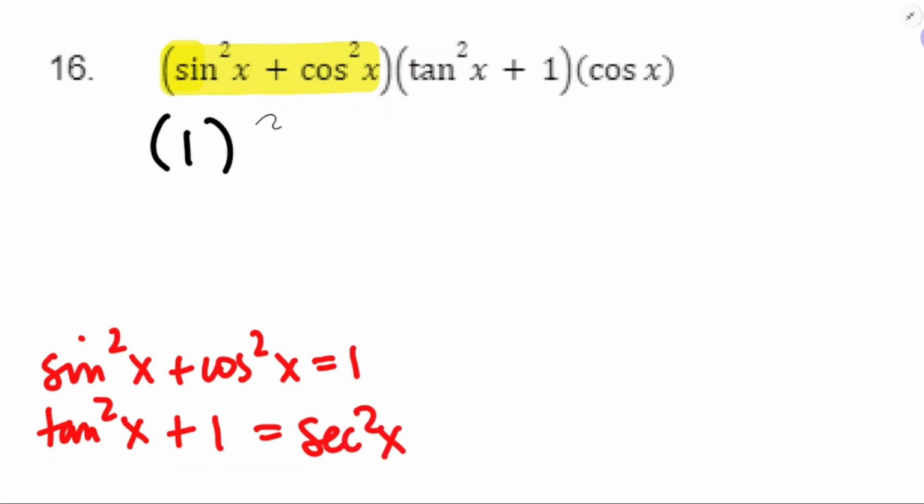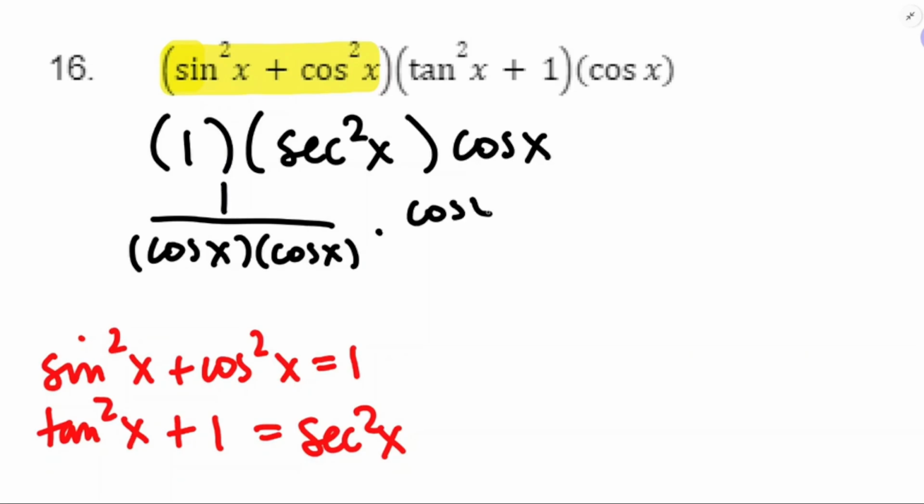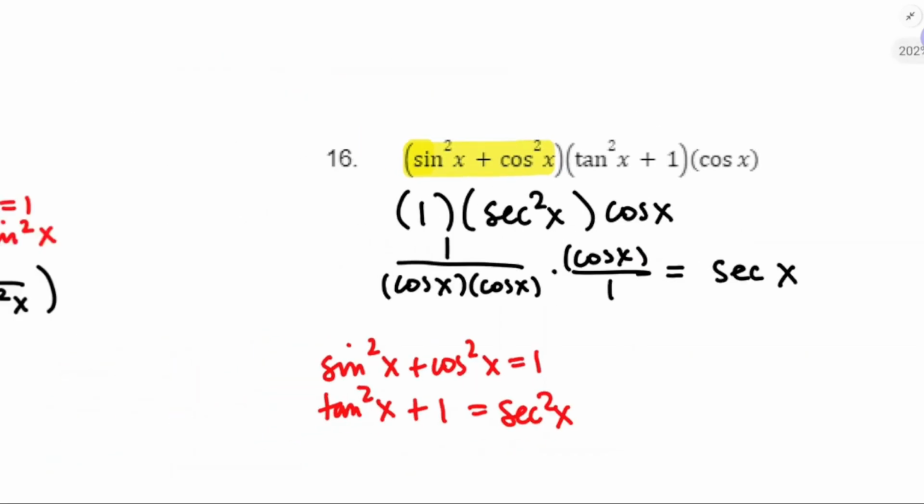All right, so, and then I'm going to multiply that by cosine x. So secant squared x is 2 cosines in the denominator. Then multiplying by 1 power of cosine in the numerator, that's going to be 1 over cosine, which is secant x.